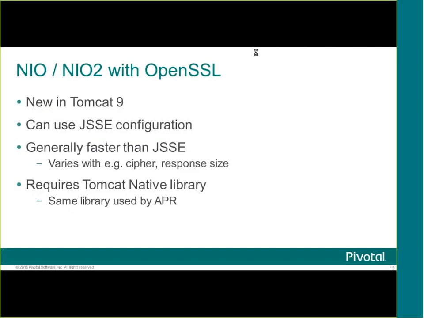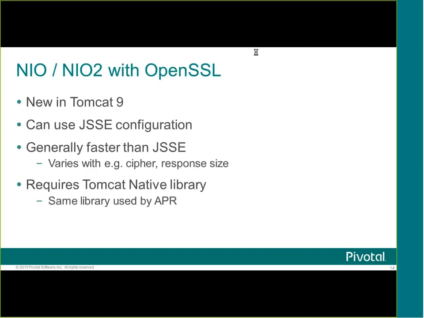New in Tomcat 9 is the ability to use OpenSSL with the Java NIO and NIO2 connectors. Here what we do is we wrap OpenSSL and we use it to just do the encryption. It doesn't do any of the IO, doesn't do any of the writing to the network or reading from the network, it's just the encryption we do.